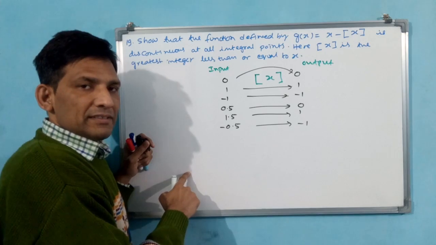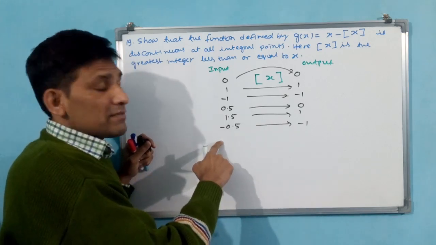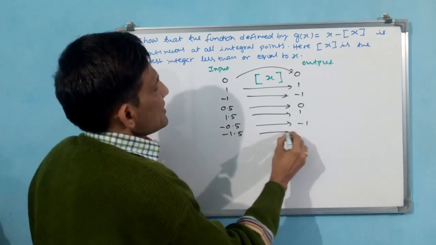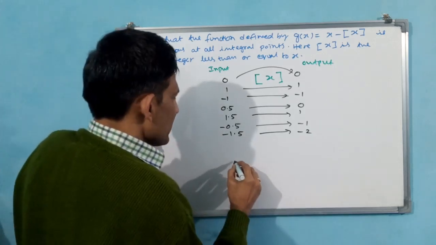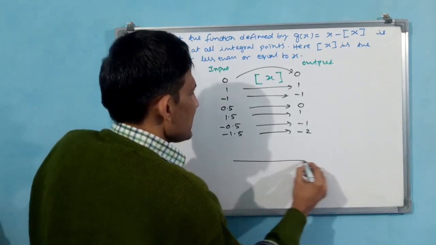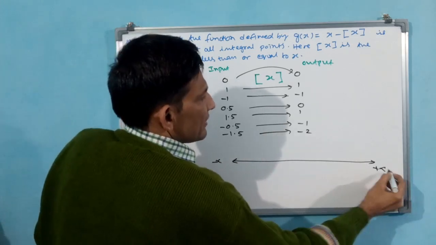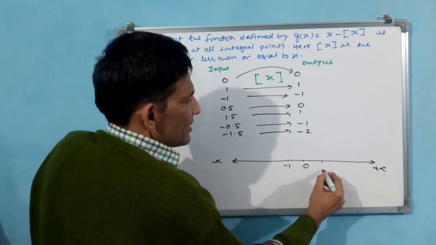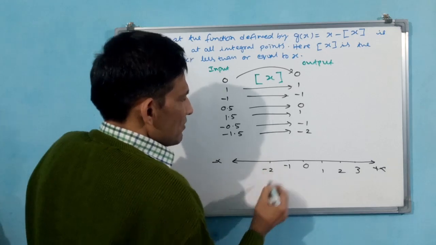In the minus side, it goes to the lesser number. Minus 1 is less than minus 0.5. That is why the lesser integer will come. What if minus 1.5? Minus 2 will come. This is the specialty of the greatest integer function. You see, this is a real line, minus infinity to plus infinity. Here 0 will be there, here minus 1, here 1, here 2, here 3, here minus 2.